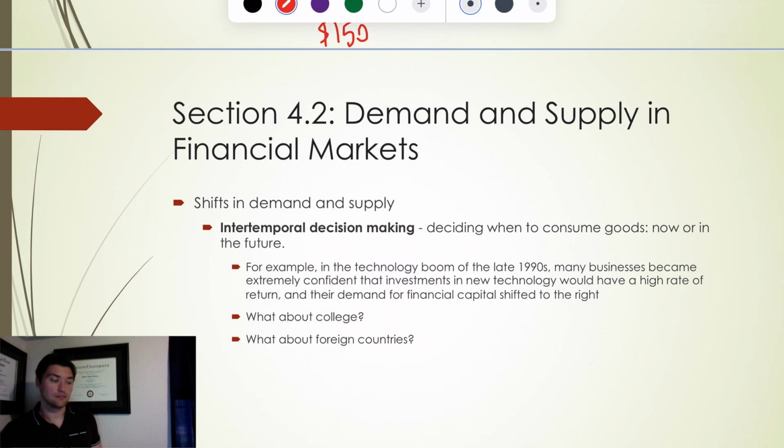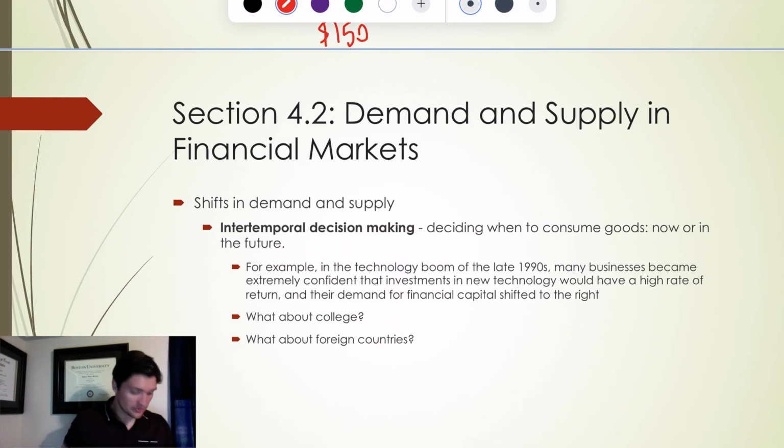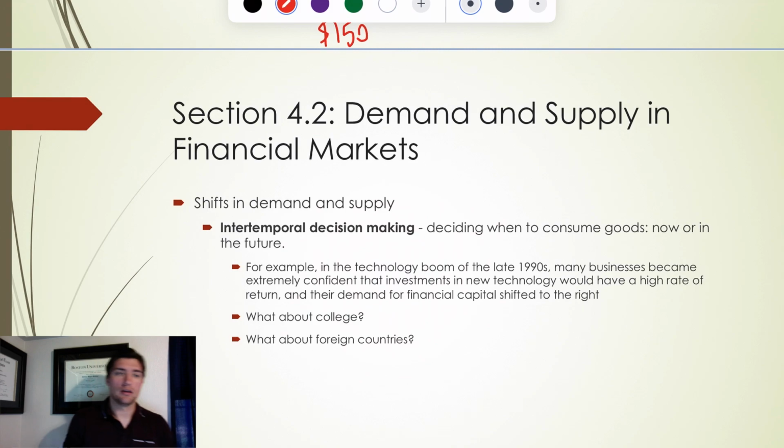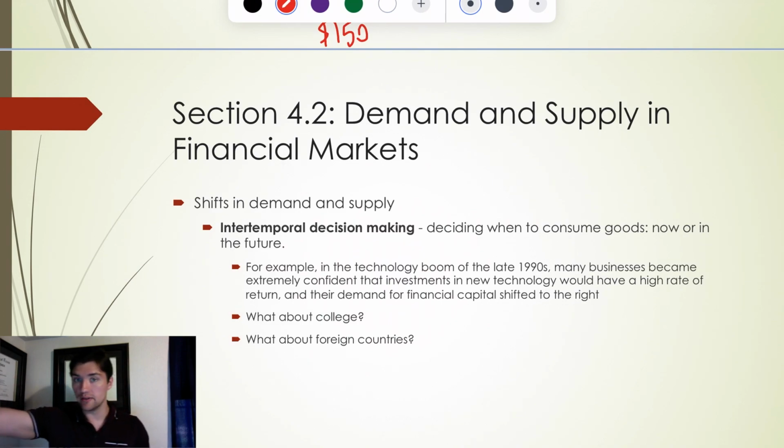That's the thinking. What about foreign countries? What would they do? Because this also happens. This is kind of from a macro perspective, but it does happen. If you had a country that was paying a higher interest rate for saving money over there, what would businesses and other countries start doing? People like money, so if the interest rate were higher over there, they would definitely put their money over there. So the demand for that financial capital would increase.